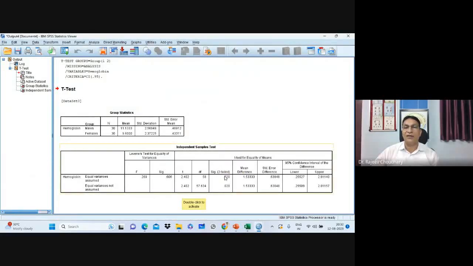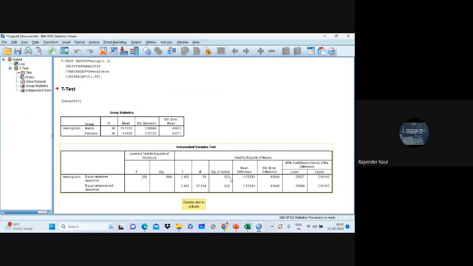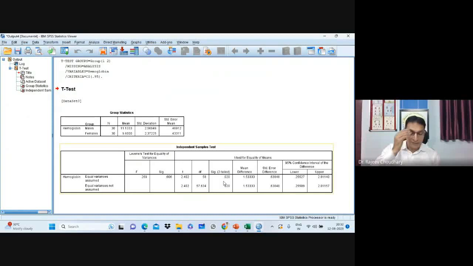This significant two-tailed. What is the value? The meaning of this one-tailed and two-tailed, sir, I didn't get. Madam, please remember this.